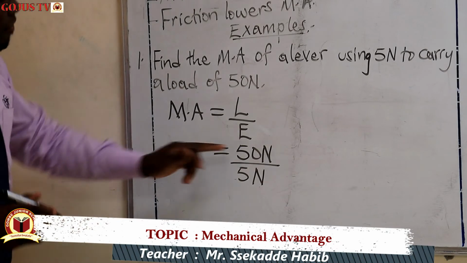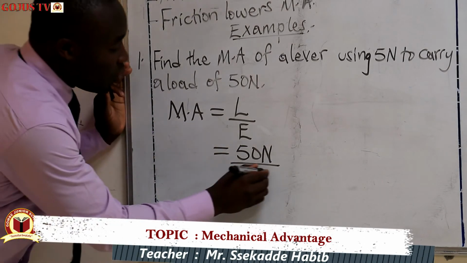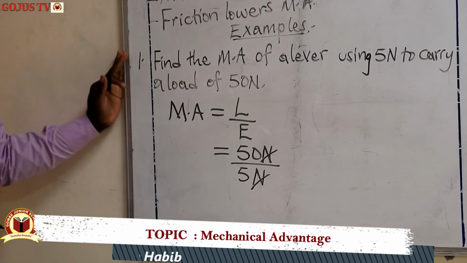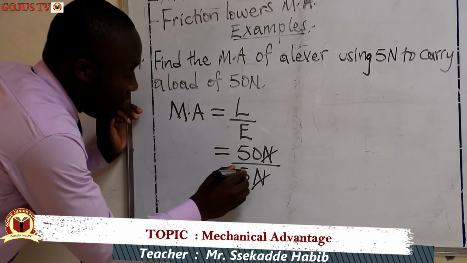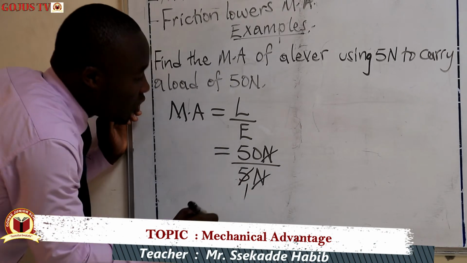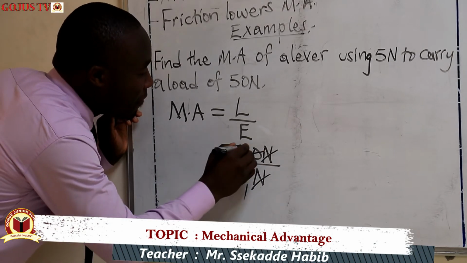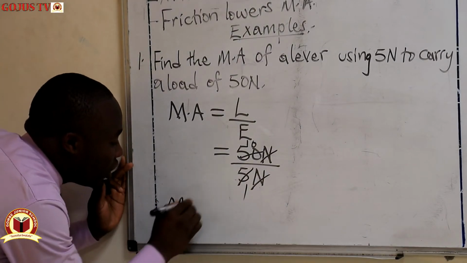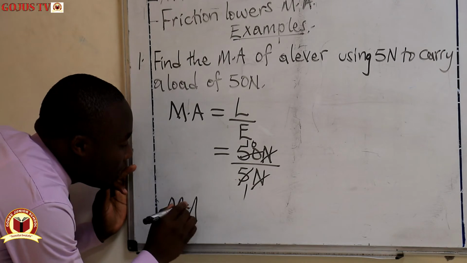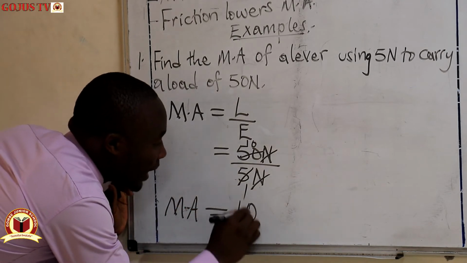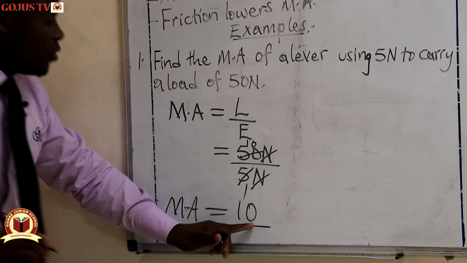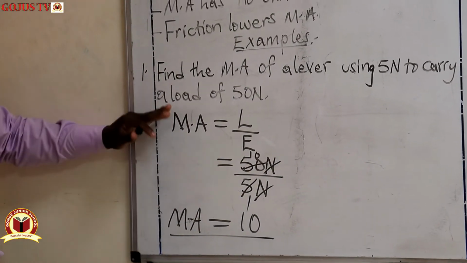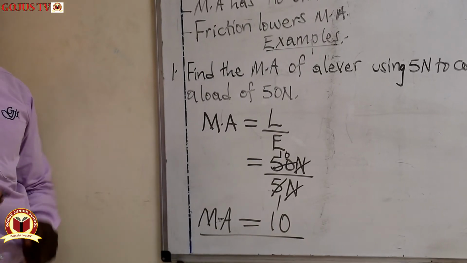Now, since we have newtons here and here, these ones will cross out. This is one main reason why mechanical advantage does not have any units. So we shall divide by 5 here, that is 1, and by 5, this is 10. So we shall have our mechanical advantage, which will be equal to 10. There is nothing that we put here as the units because we've already crossed them out. So that means our final answer here is 10.